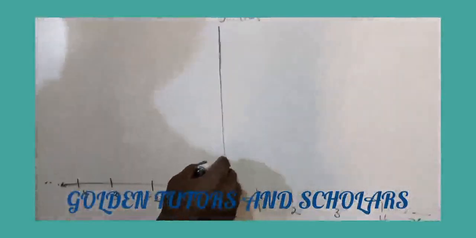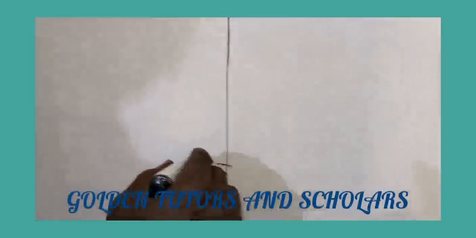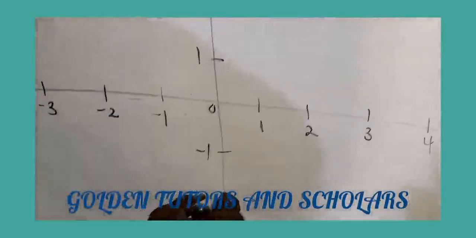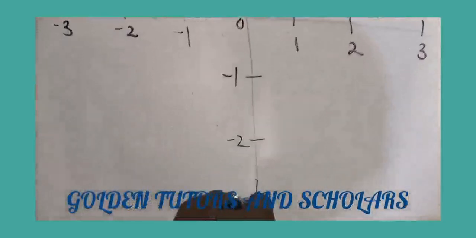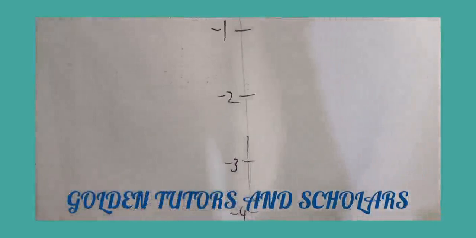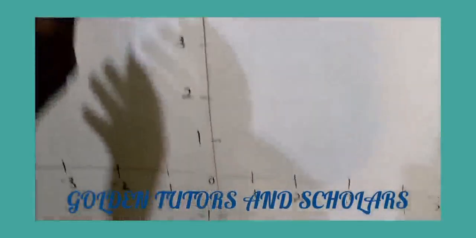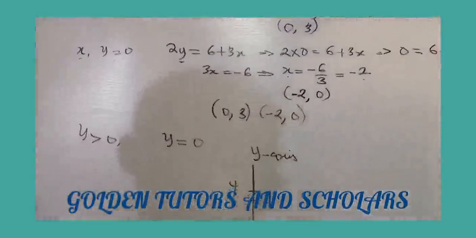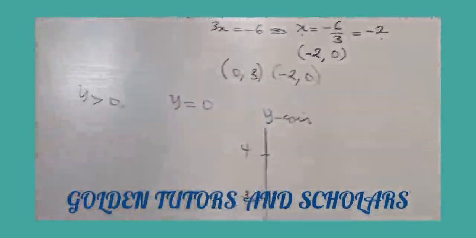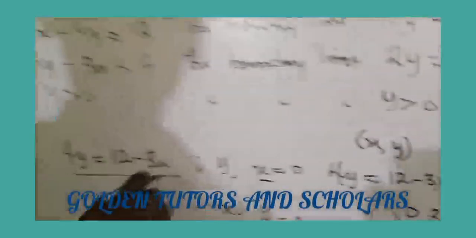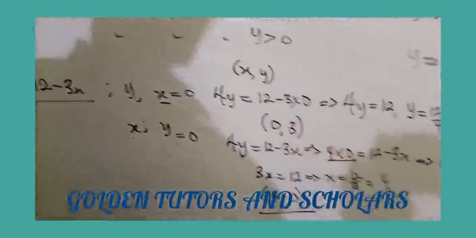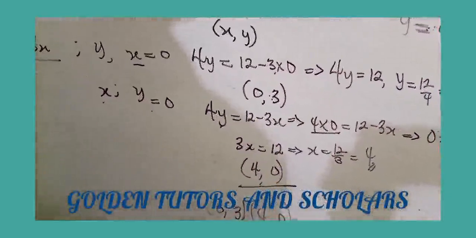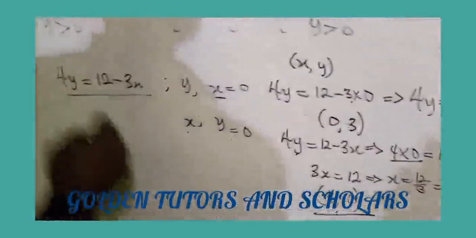Here you have positive values of y, 1, 2, 3, 4. And coming down here, you have minus 1, minus 2, minus 3, and minus 4, and so on. These values continue. Now let's go ahead, using the points we have, to plot the graph. For the first boundary line, the points we have are 0, 3 and 4, 0. We use these points to plot the boundary line.